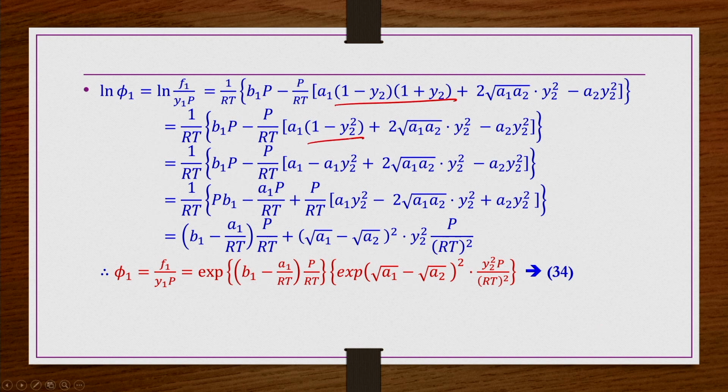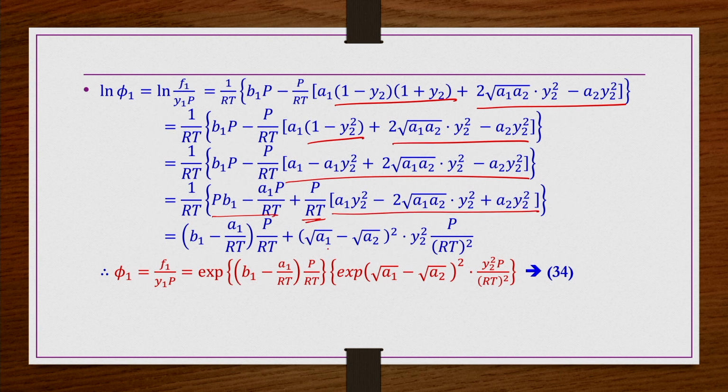So here 1 minus y2 square and then the remaining two terms are as it is, right. Now further I can write this one as a1 and then these remaining terms expanding, a1 minus a1 y2 square, and then the remaining two terms are as it is. Now what I do, next step, this b1 I take out of the parenthesis. So that I can write b1 p minus a1 p by RT as one term, and then the remaining terms I can take common. So plus p by RT multiplied by a1 y2 square minus 2 square root of a1 a2 y2 square plus a2 y2 square.